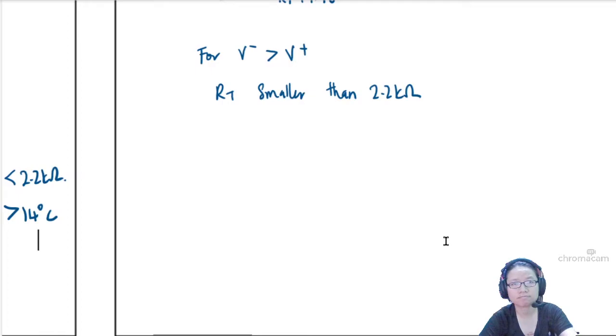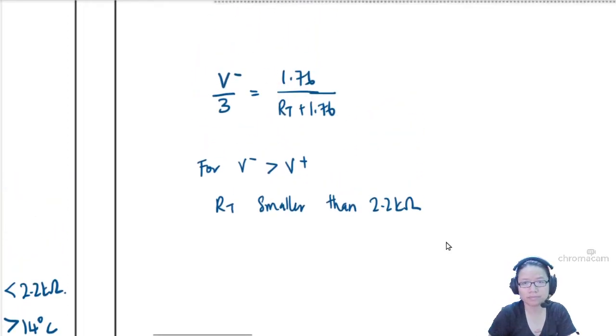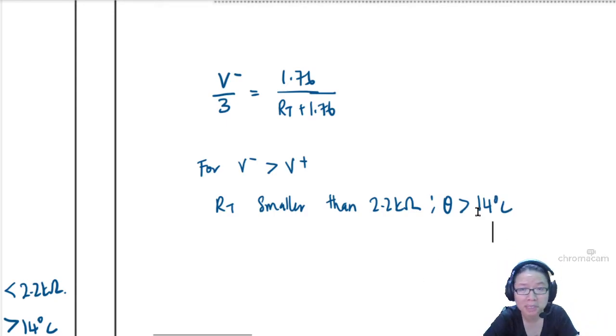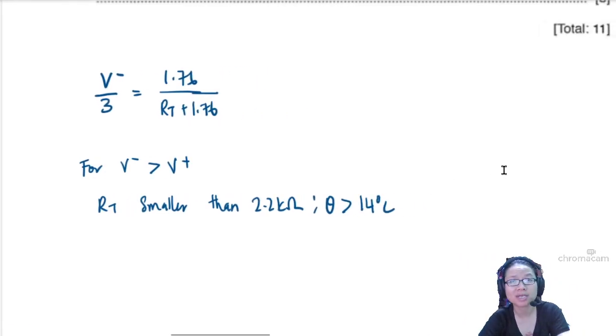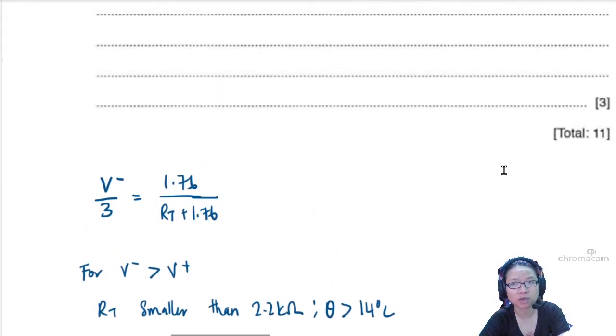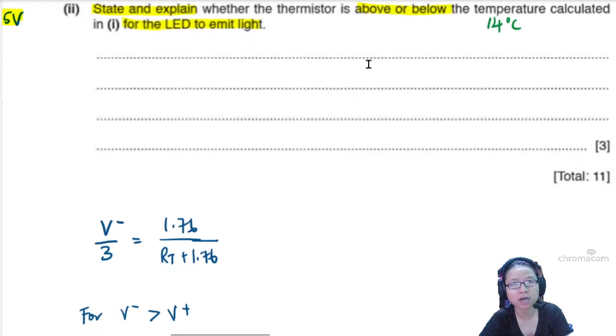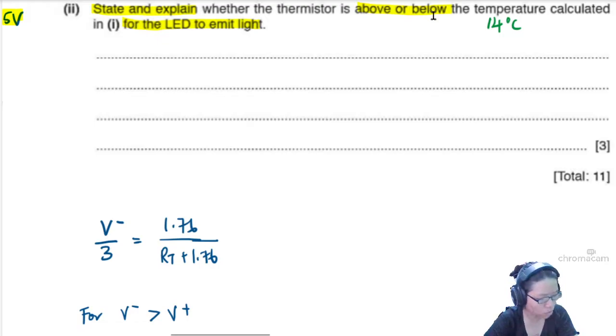Just gonna write here. Theta greater than 14 degrees Celsius. We have answered the question. The temperature will be higher than 14 degrees Celsius. But how do we write this down in 3 marks so that we get the marks right? Okay, so right now, we want to state and explain whether the thermistor is above or below. I guess we need to start about when does the LED emit light?